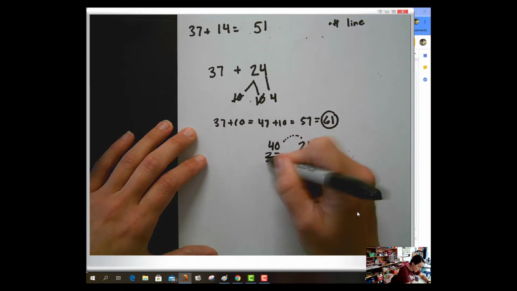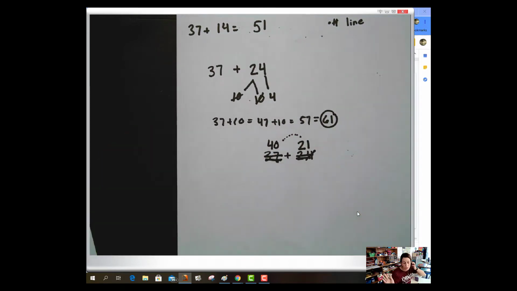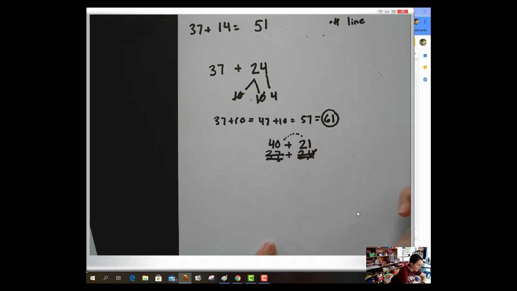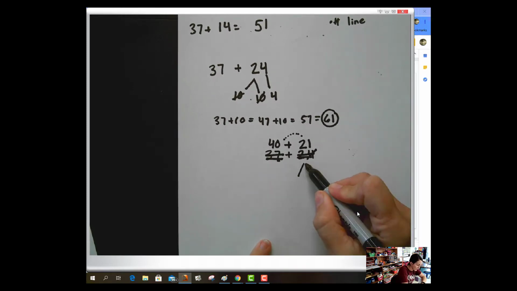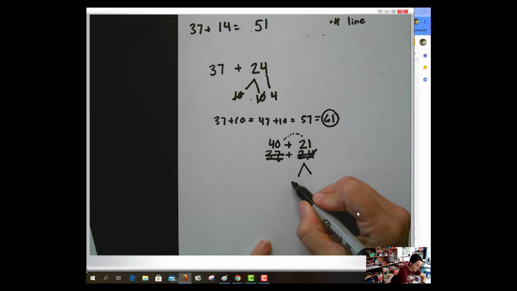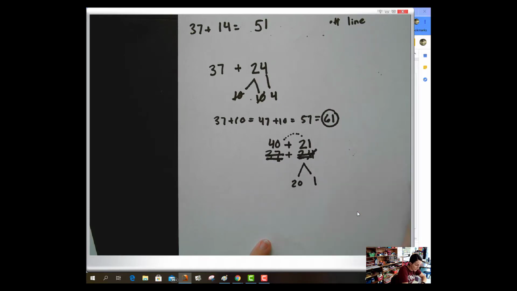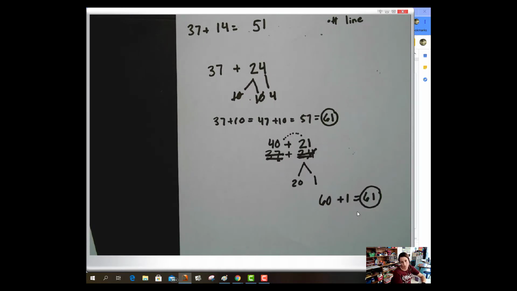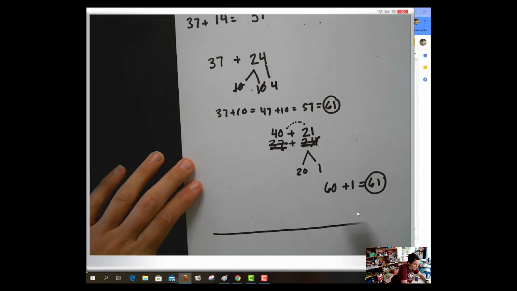If this is way over your head, if your brain hurts, it's okay. You don't have to use this strategy. I'm just trying to show you a bunch of different ways to solve things. Now we have 40 plus 21. And then they can break 21 down into 20 and 1, or into 2 tens and a 1. So 40 plus 20: 40, 50, 60, plus 1 equals 61.